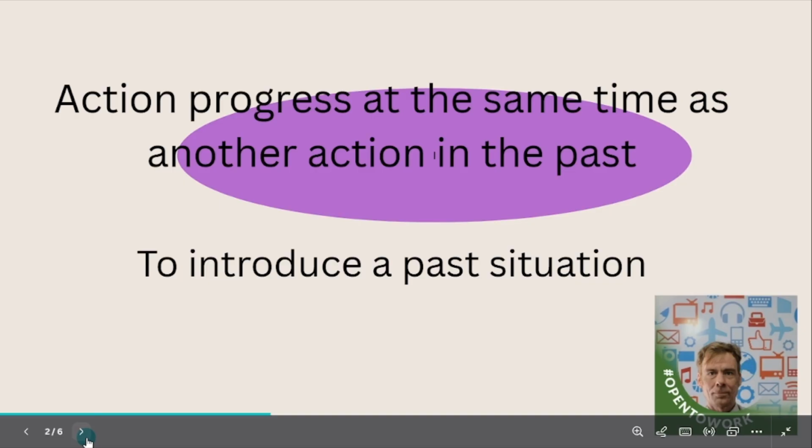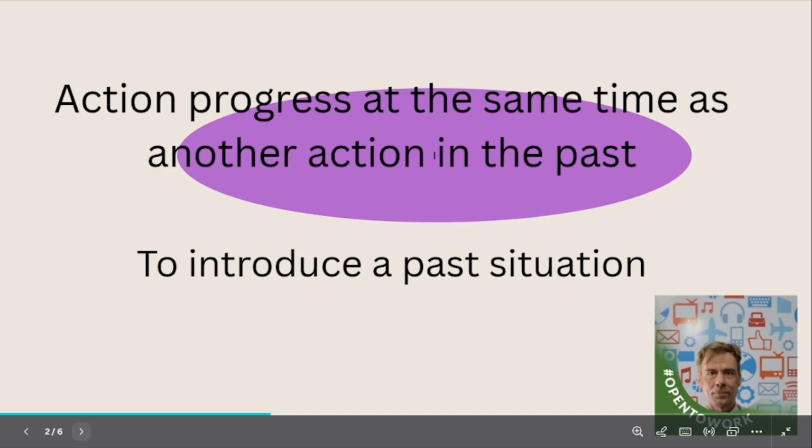First of all, when do we use the past continuous? We use it to describe an action that was in progress at the same time as another action in the past. So for this reason, we usually use it with the simple past. The simple past is used to describe the shorter action, and the past continuous is used to describe the longer action. We also use it to introduce a past situation, usually to set up the beginning of a story.